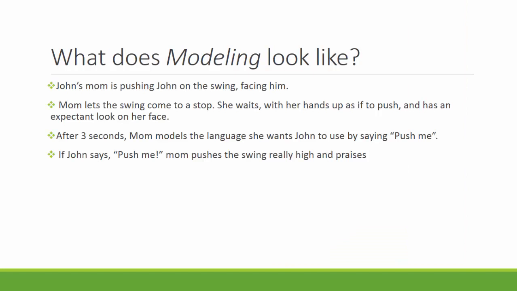So there are situations where children may need a model to get the behavior started. Modeling positive behavior can go a long way for young learners. So in this case, John's mother may pause the swing and then model the language she wants John to use by saying, push me. Note she's still using the time delay prompt. She might wait 3 seconds with her hands up to push, but if after 3 seconds John doesn't say anything, she gives him a little extra hint by saying, push me. If John says, push me, Mom then pushes the swing really high and praises.